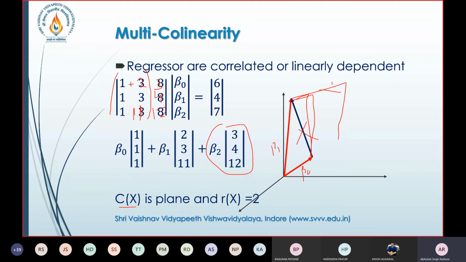We can check this in different ways. How can we check it? Either we have three equations, or we have only two equations and three unknown variables.